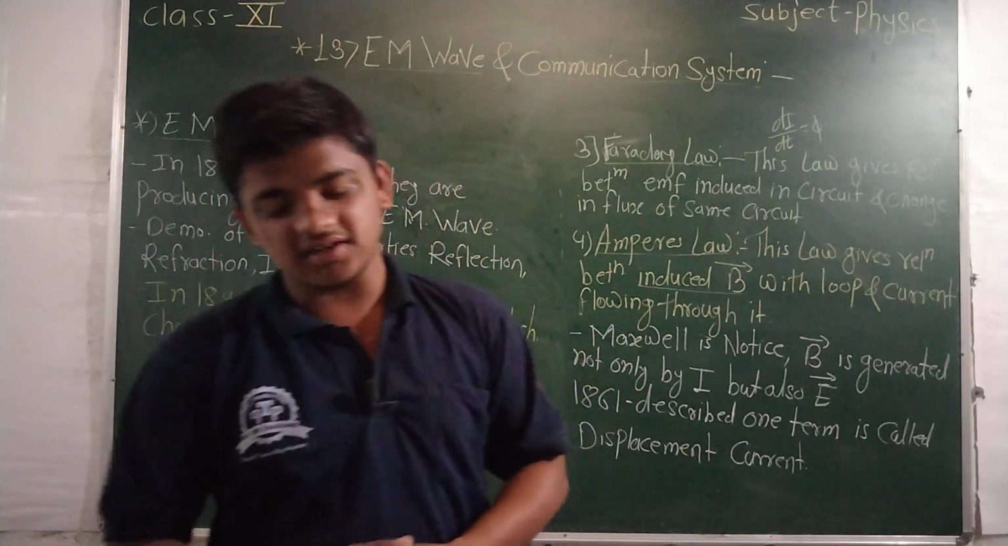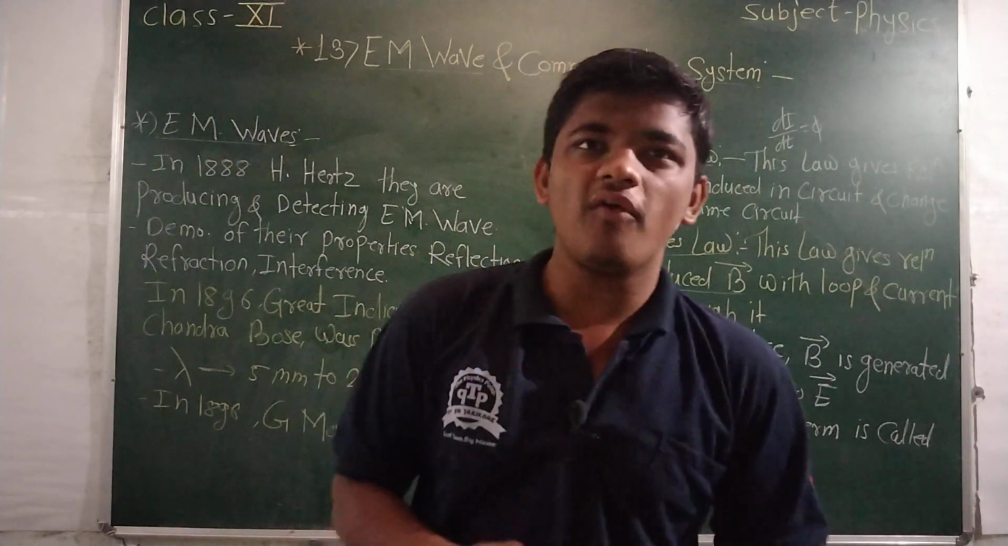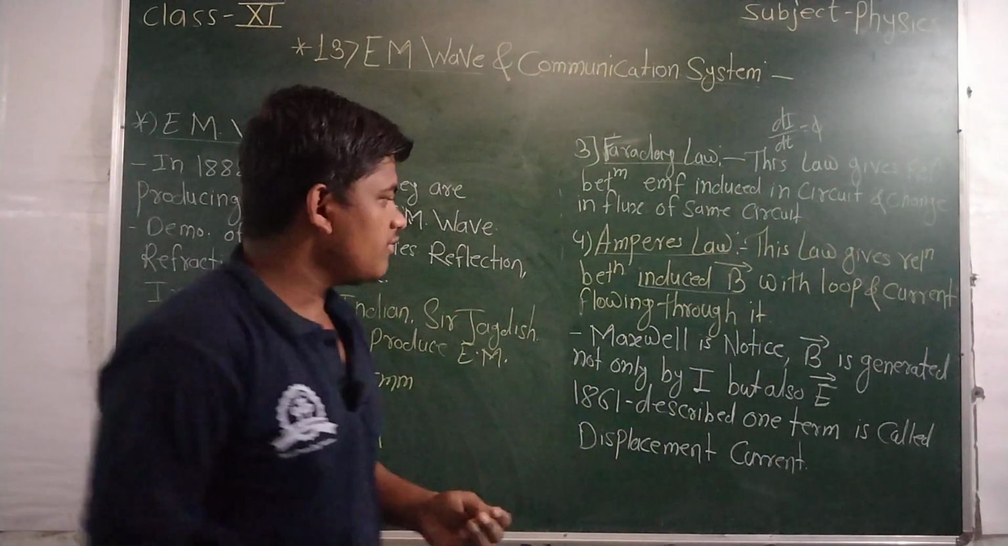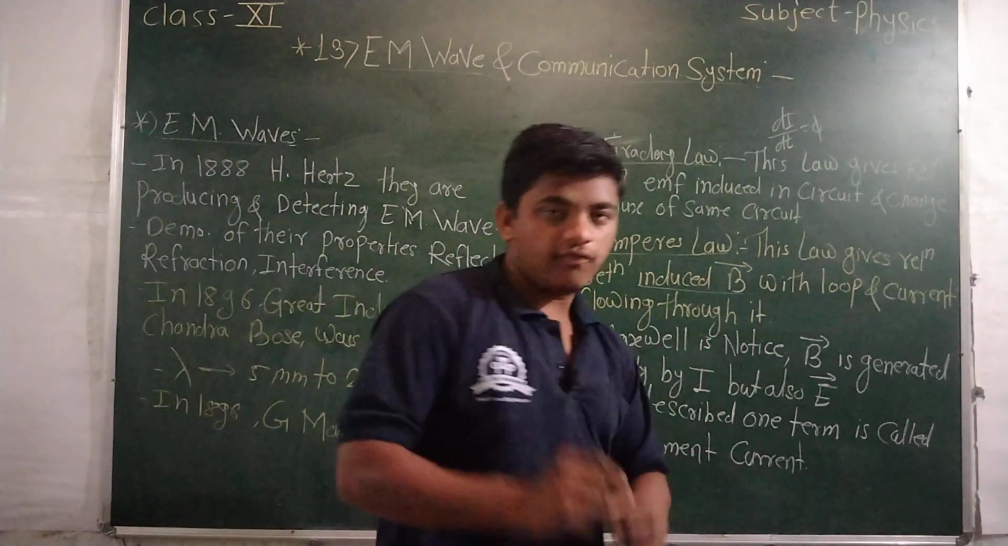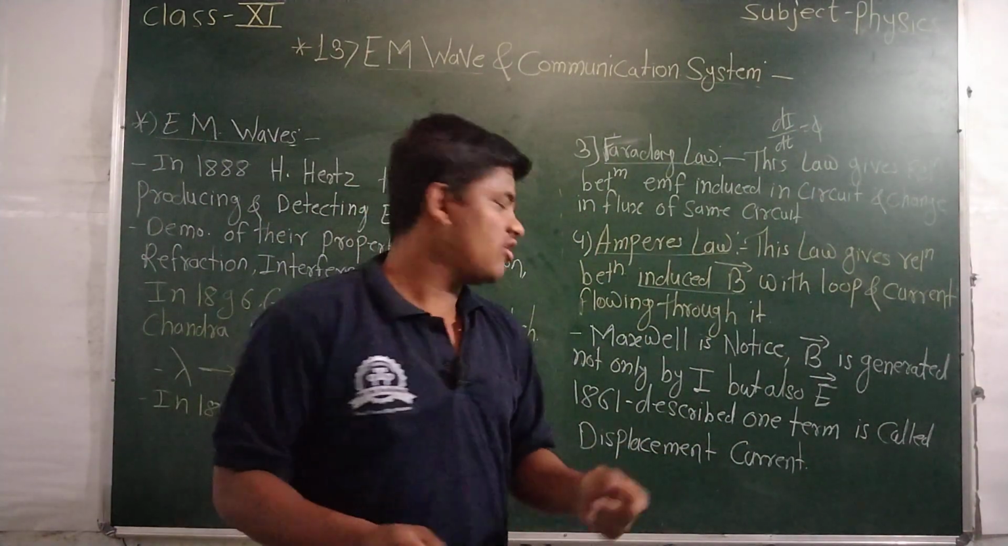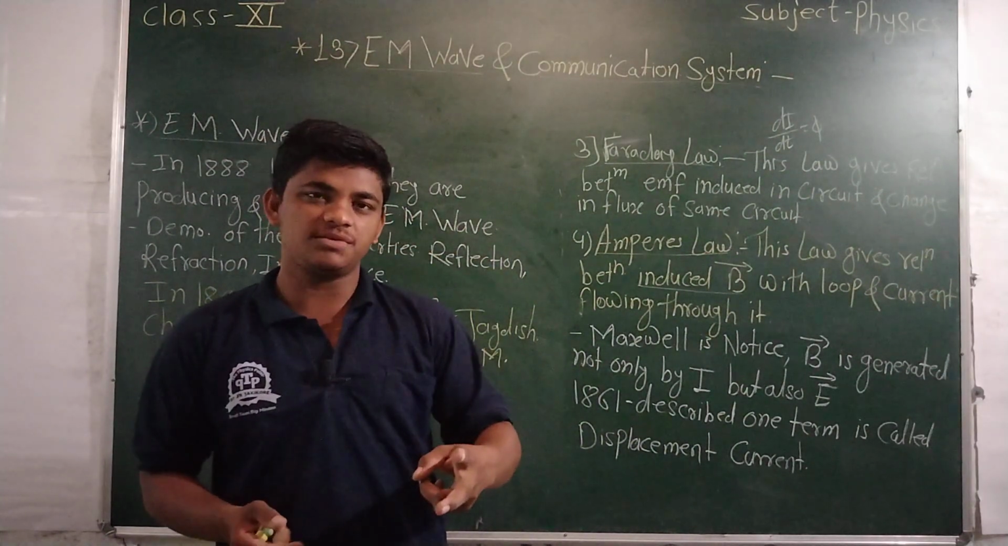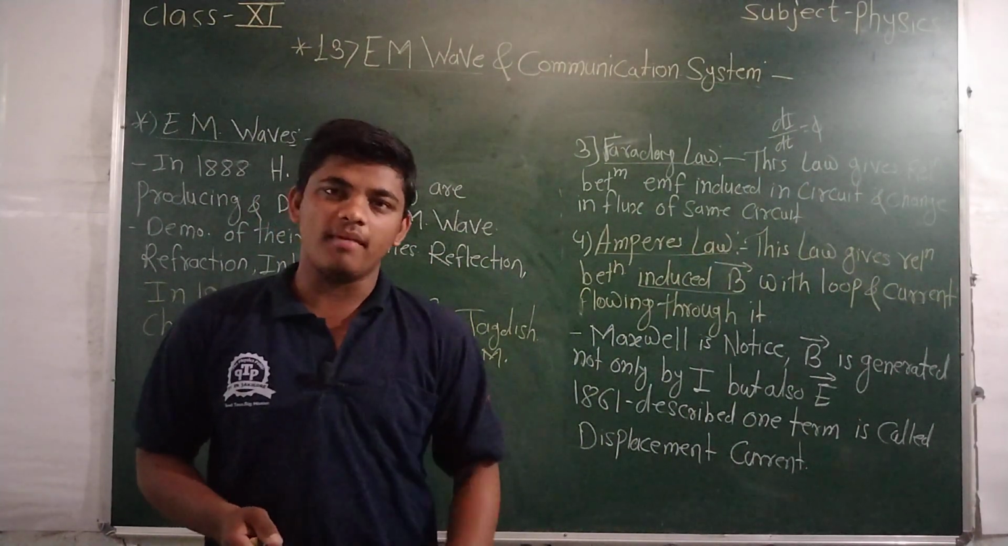In the next lecture we will discuss the sources of electromagnetic waves, and I will be challenging you. We will discuss the 4 different equations, the Maxwell equations, which also show the relationship between electric field and magnetic field.